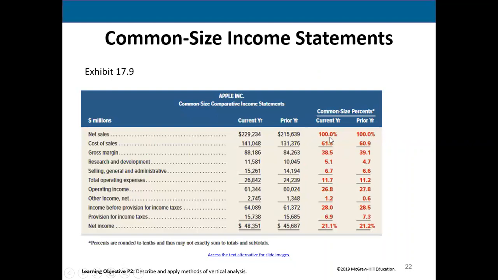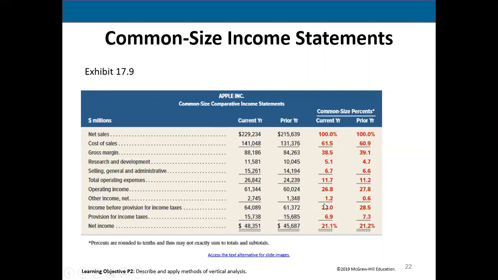But now when you complete vertical analysis, you use sales as your 100% number. So each item going down the income statement is divided by sales for that year. So sales is your 100% number. Take the 141,048 divided by 229,234, 61.5%.